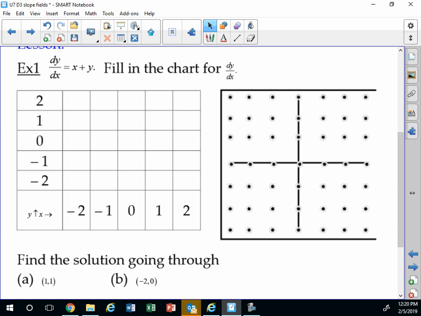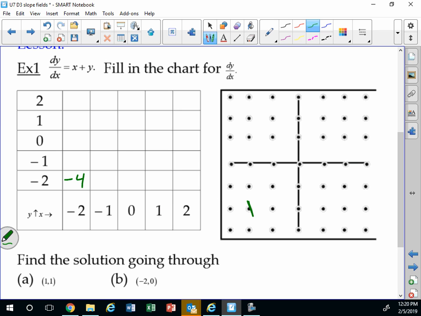So I'm going to start at the bottom left-hand corner because I can. If the x value is -2 and the y value is -2, and I plug it into my slope, into my dy/dx, what are you going to get out? You plug in -2 for x and -2 for y. You get -4. So my slope at (-2, -2) is -4. So at (-2, -2) it needs to be a really steep slope, because that slope is -4.